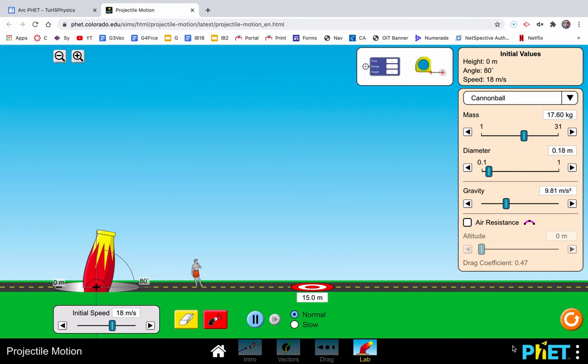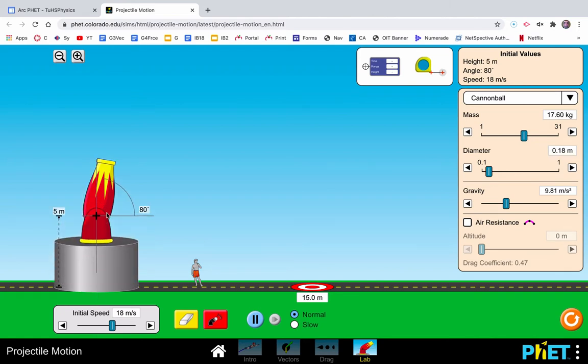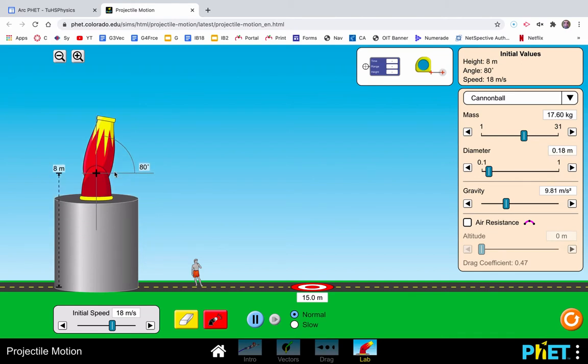Okay, so for the final challenge here, and this is totally optional for you, this is for the math geniuses. What I want you to do is grab this thing and pull it up to some height here. I'm going to pick 8 meters. You're going to pick a different height. And I'm going to crank this down to some angle. I'm going to pick 50 degrees.